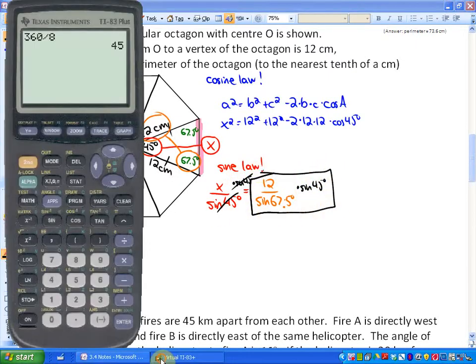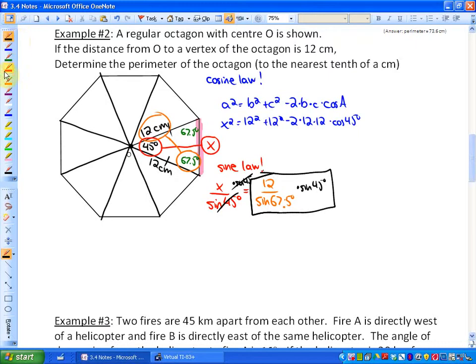And go ahead and calculate that on your calculator, hitting equals as often as possible. So 12 divided by sine 67.5, hit equals. And now times sine 45, hit equals, and the length of x is roughly 9.2. And in this case, we know that the perimeter is equal to 9.2 times 8 sides of the octagon, which is 73.6 centimeters.